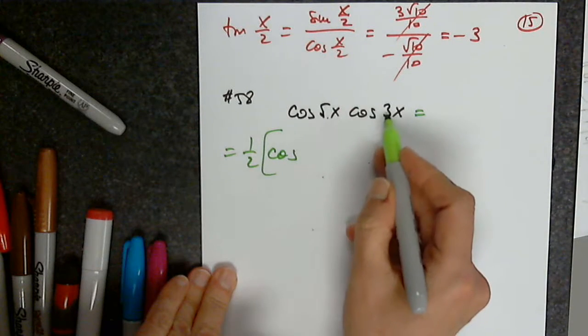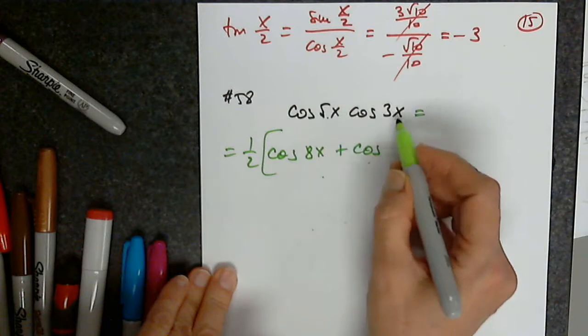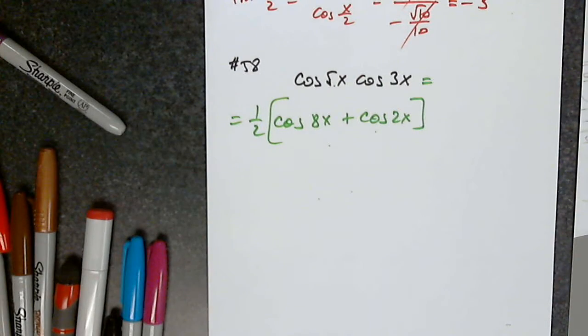Cosine u plus v plus cosine u minus v. And it's done. That's it. Of course, you cannot combine like terms. Don't even think about it.